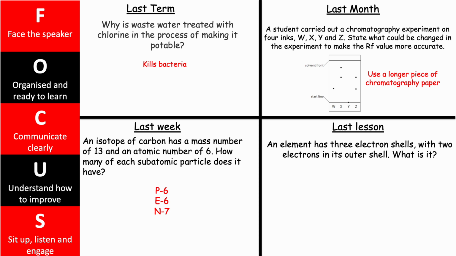Finally then, the last lesson question says an element has 3 electron shells with 2 electrons in its outer shell. What is the element? Well, firstly, I know if it's got 3 electron shells in total, it must be in period 3. If it has 2 electrons in its outer shell, it must be in group 2. So I look at the periodic table for the element that's group 2, period 3, and I know that that is magnesium.